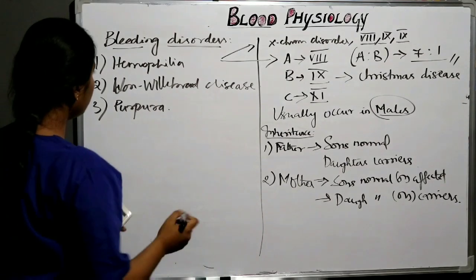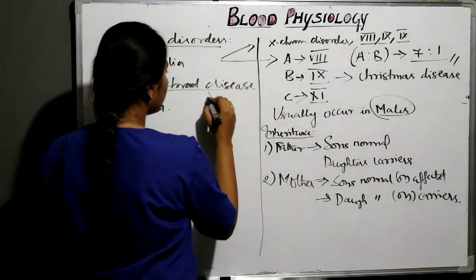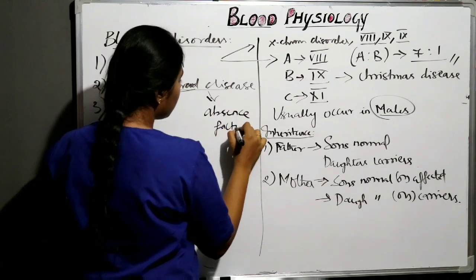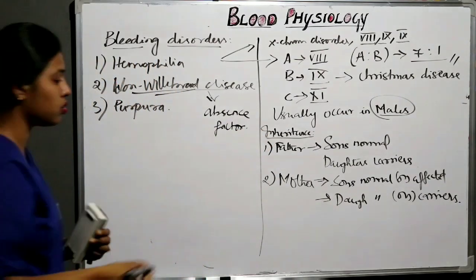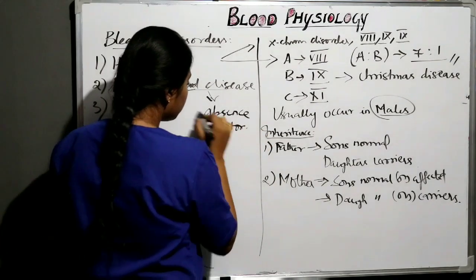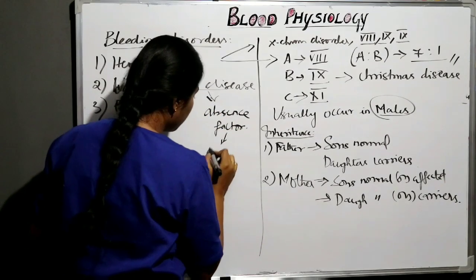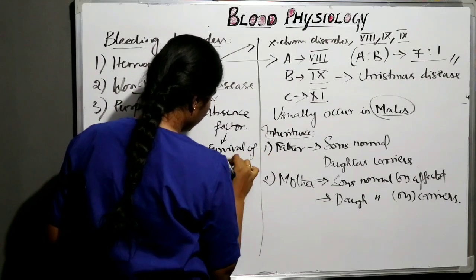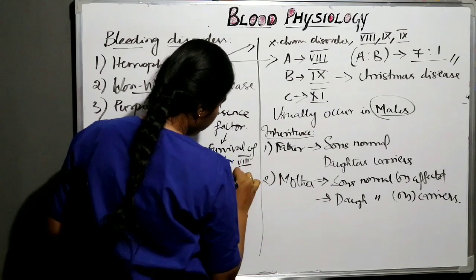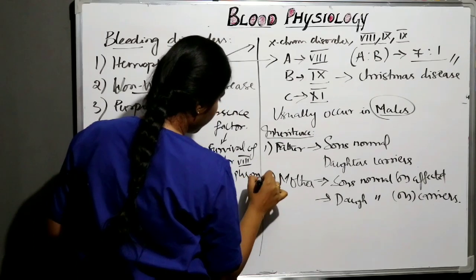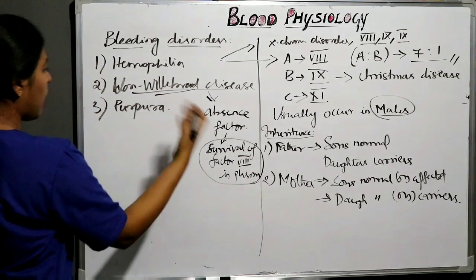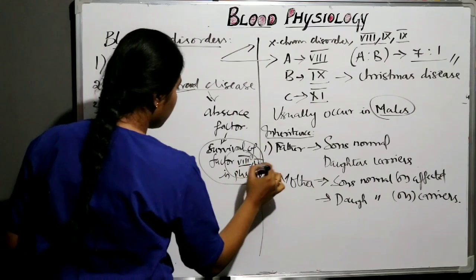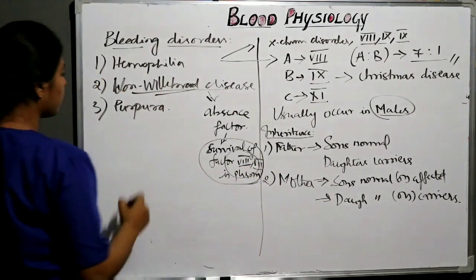Then we will discuss about the von Willebrand disease. It is due to the absence of von Willebrand factor. So how it affects the bleeding process, coagulation process. This factor, the von Willebrand factor, is responsible for the survival of factor 8 in plasma. Hence, if the absence of von Willebrand factor occurs, it will lead to the absence of factor 8 and 7. Hence, leads to the bleeding.